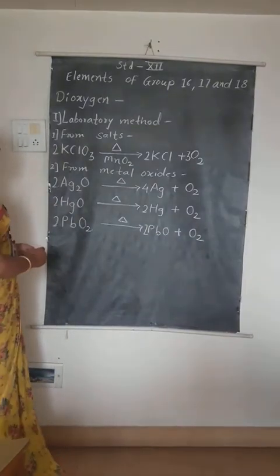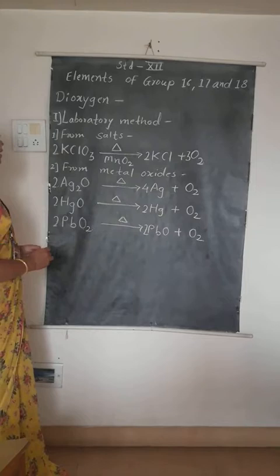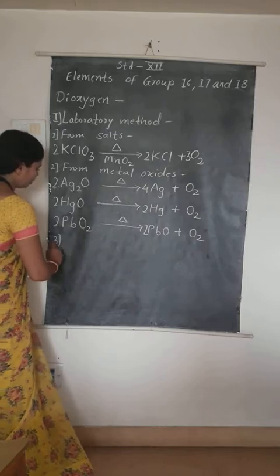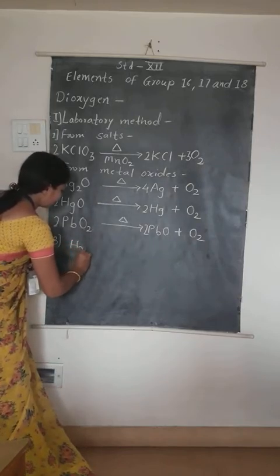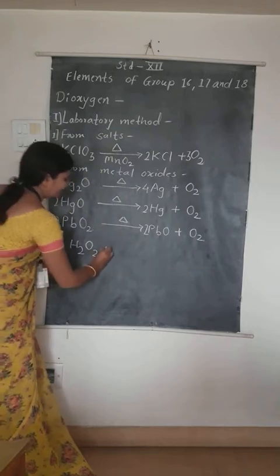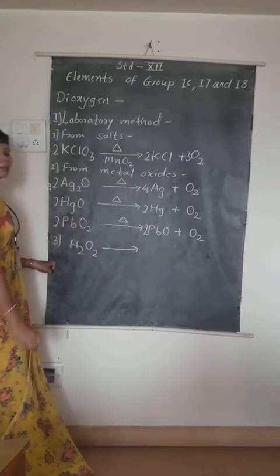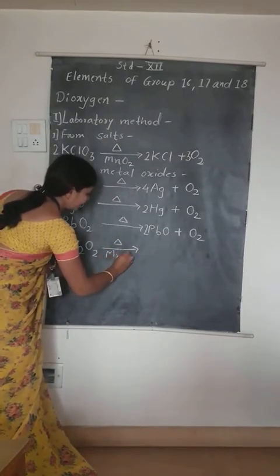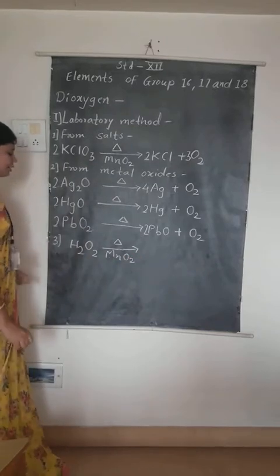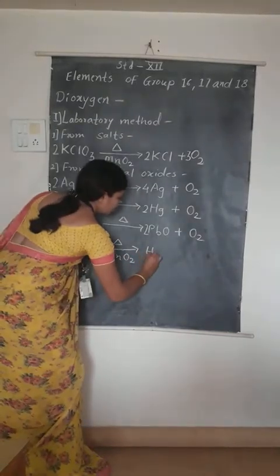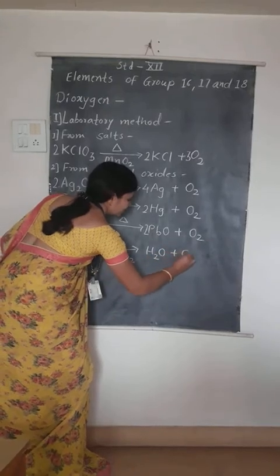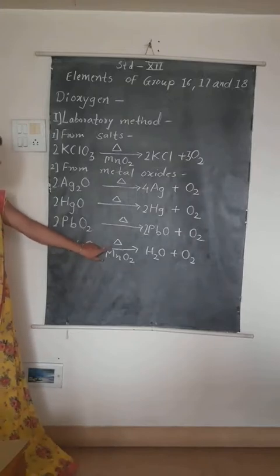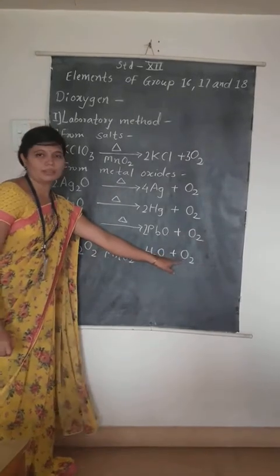Then in the laboratory dioxygen is also prepared from hydrogen peroxide. When hydrogen peroxide is heated at high temperature in the presence of MnO2 as a catalyst, there is formation of water, H2O. Along with this there is formation of dioxygen. So hydrogen peroxide on heating in the presence of MnO2 gives the formation of dioxygen.